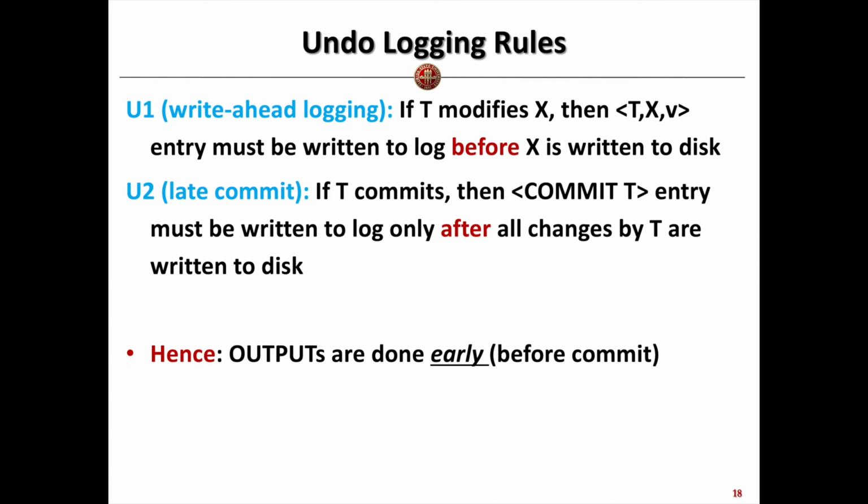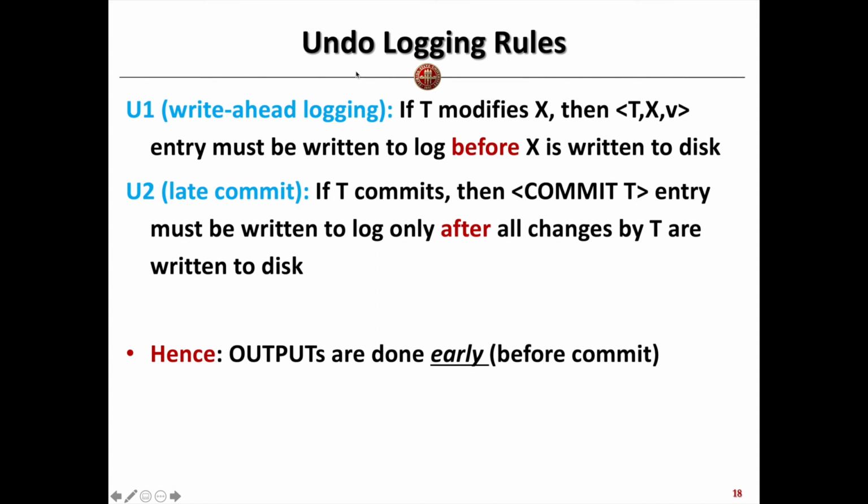You follow me, right? In this way, we can make sure that before the action takes effect, we know its old value. Another rule we have here is called late commit. If T commits, then the commit T entry must be written to the log only after all the changes by T are written to the disk. If we see commit T, it means this transaction committed successfully and all the effects have been made to the disk. Only after we have made all the changes to the disk can we add one line for commit T.